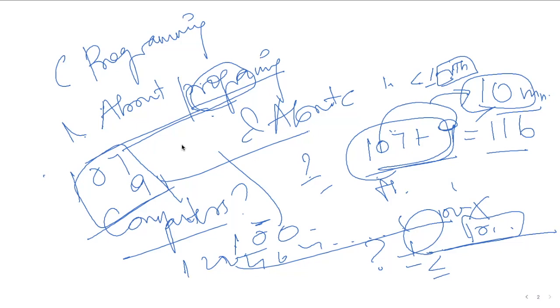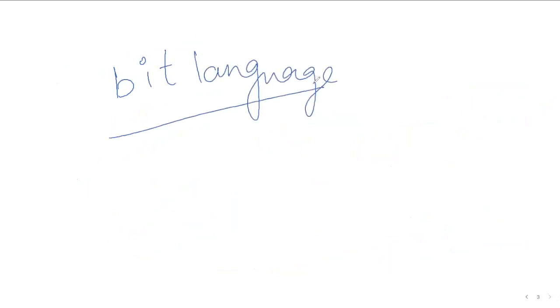Similarly, the computer has been invented to communicate to the computer. Initially, to communicate to the computers, a bit language was introduced. Okay, bit language, which is nothing but ones and zeros. You all know the binary, right? You all know the binary of the numbers, right?